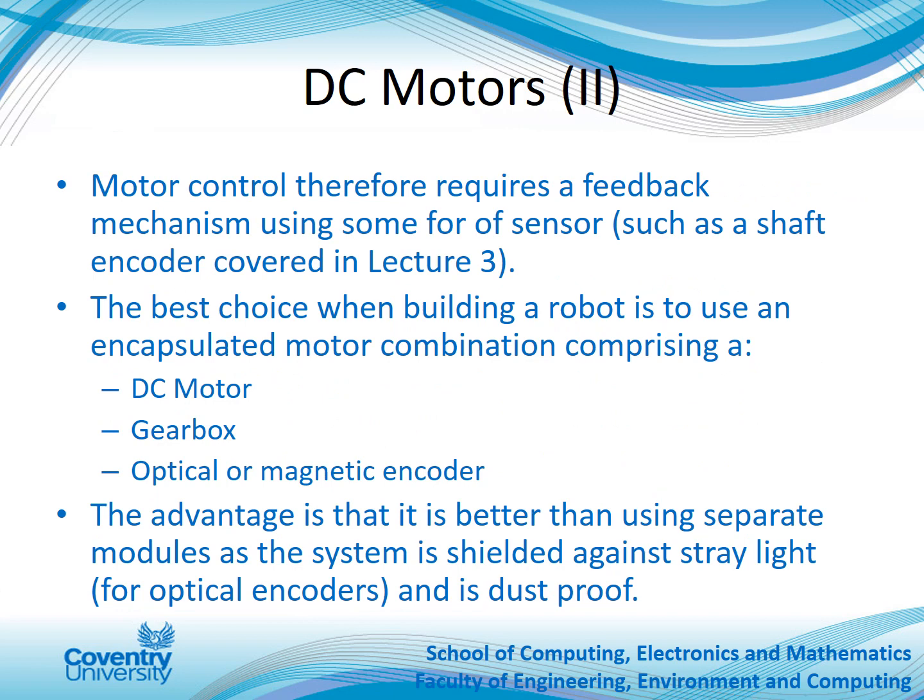Okay, motor control requires some form of feedback mechanism, such as a shaft encoder, that we'll cover in lecture number 3. The best choice when building a robot is to use an encapsulated motor combination unit, which already has the motor, the gearbox, and the optical and magnetic encoder to measure the revolutions of the shaft. The advantage of that is it's much better than using separate modules, as they're shielded against stray light, dustproof, waterproof, and so on and so forth. So it's much better to get an already built, purpose-made module.